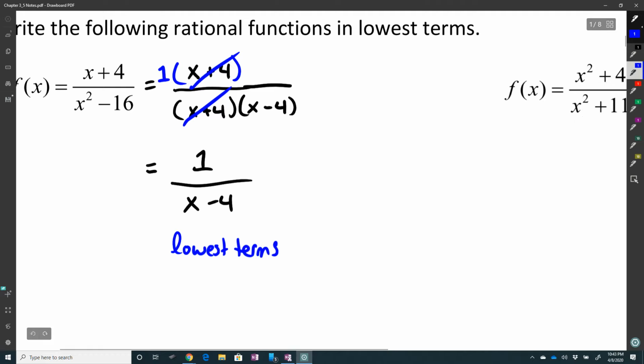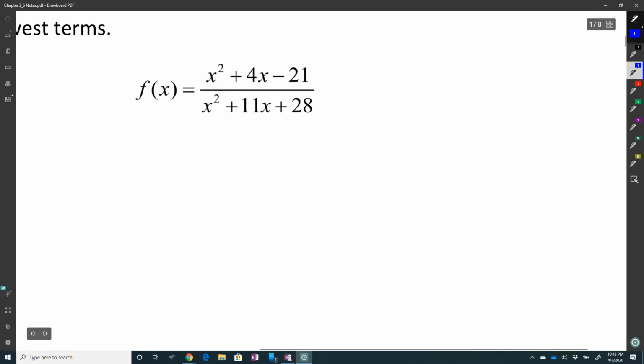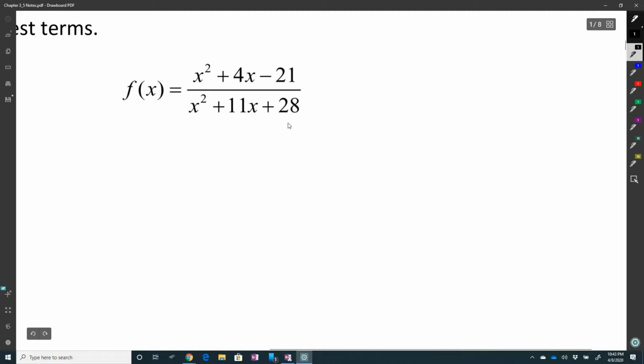So let's go to the next one. This one's a bit more complicated, but we're just going to try to factor. Now here we're looking for two numbers that multiply. I'll go ahead and write it down here.